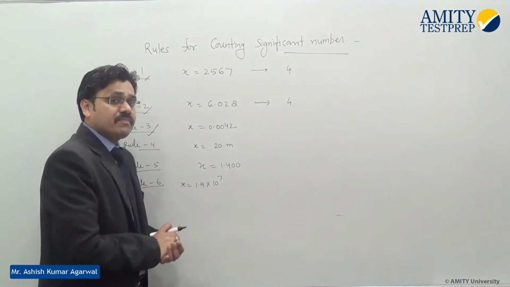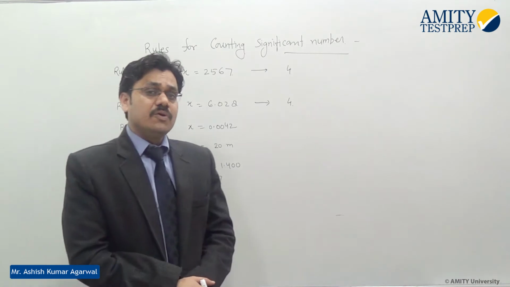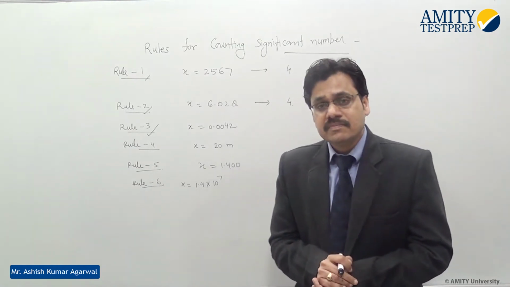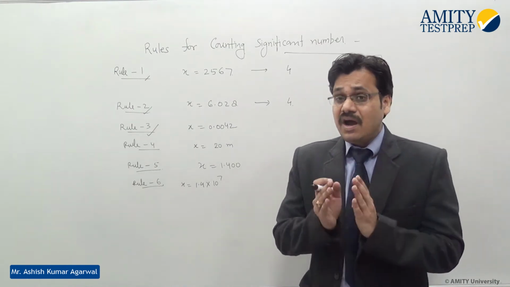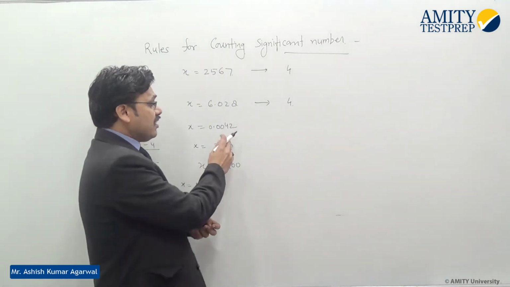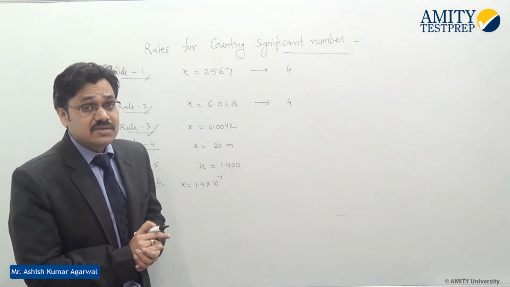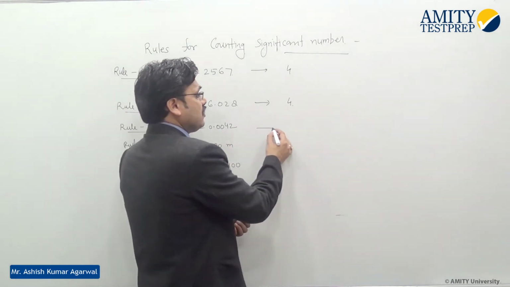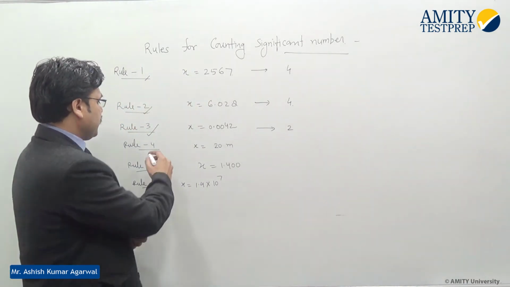Now the third one. Here I have written x equals 0.0042. Any zeros lying to the left of the non-zero digits are insignificant. So here all zeros lying to the left of the 4 are insignificant, and only 2 digits are significant. So there are only 2 significant figures. Now the fourth one.